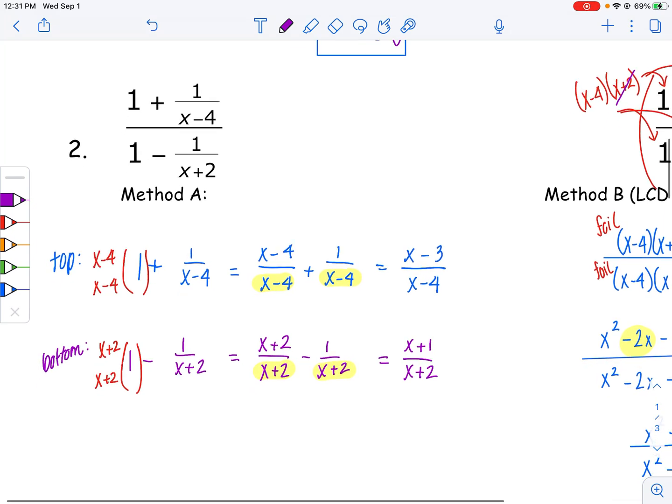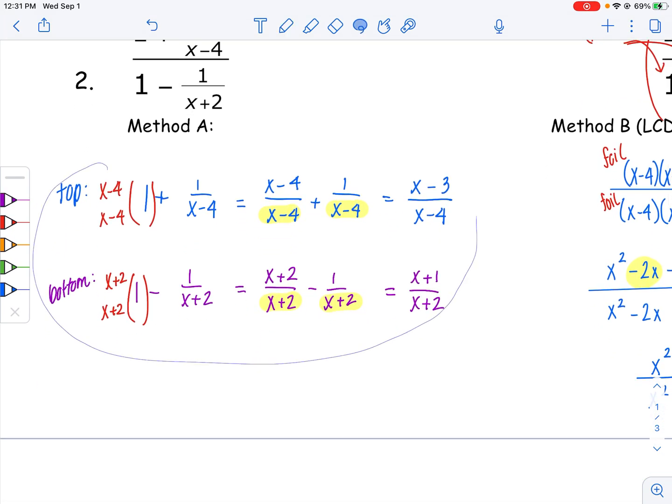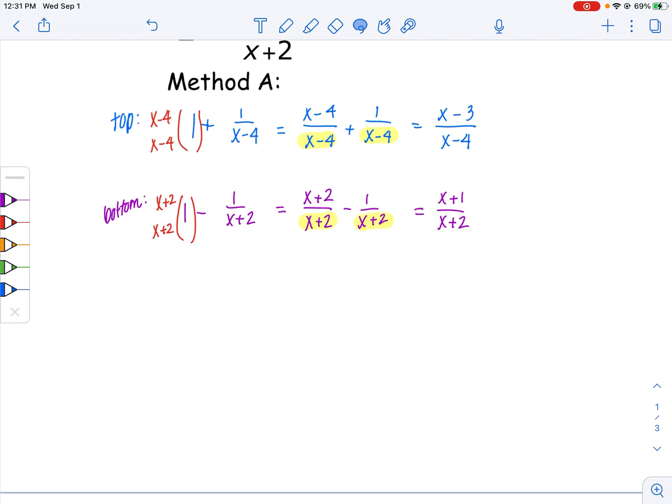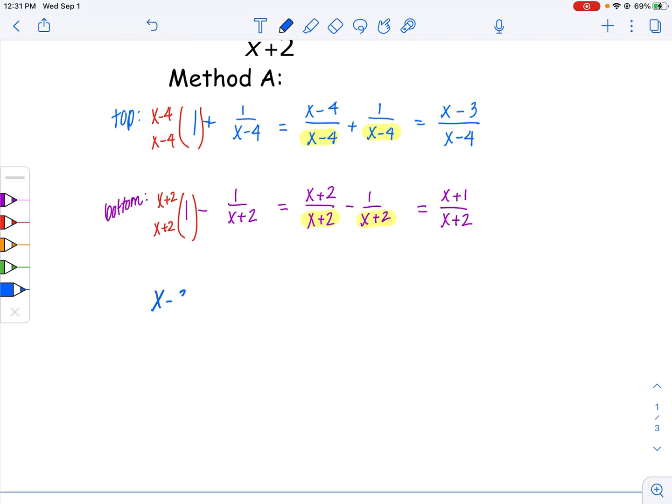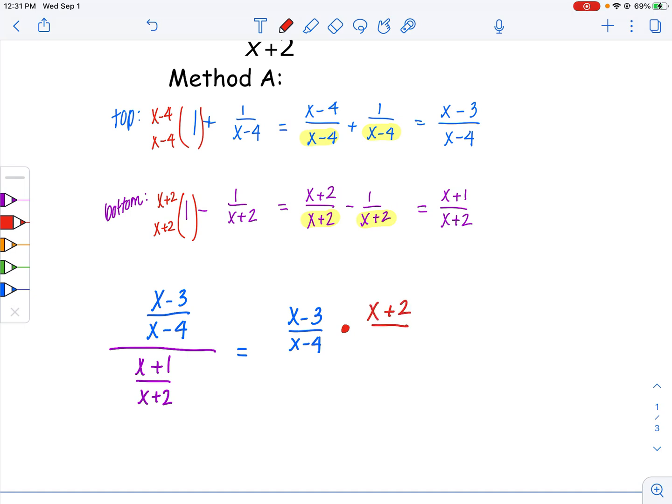Let's put it now back into the fraction. I'm going to shrink this a little bit. So the top, and here's the bottom. Instead of dividing fractions, you can also multiply reciprocals. That means take your numerator and multiply it by the reciprocal of the denominator. So x plus 2 goes on top, x plus 1 goes on bottom. You take the reciprocal of the denominator.